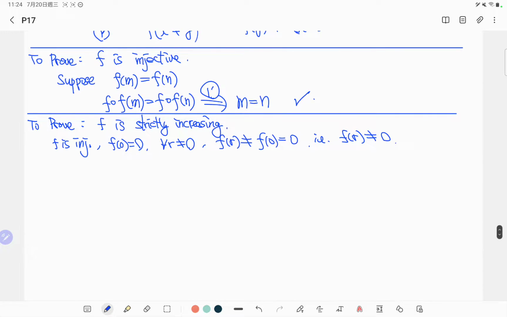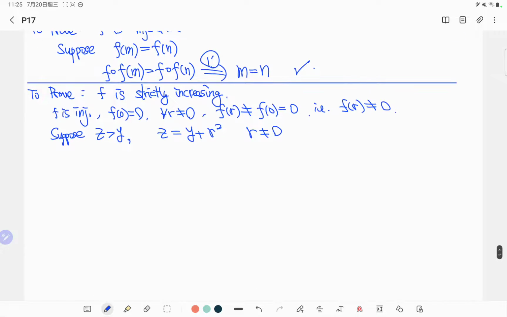Okay, so next, suppose z is larger than y, then we can write that z should be y plus a positive number. We can just write it as r squared, and of course z is strictly larger than y, which means that r is not equal to 0. It can be a positive or negative number, as much as r squared would be a positive number.